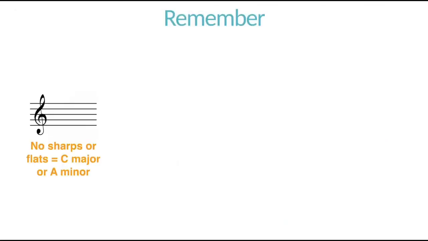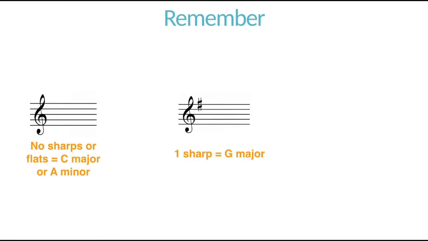So, just to recap, key signature sharps or flats appear at the beginning of every line of music. If there's no sharps or flats, we're in C major or A minor. If there's one sharp, we're in G major. If there's one flat, we're in F major.